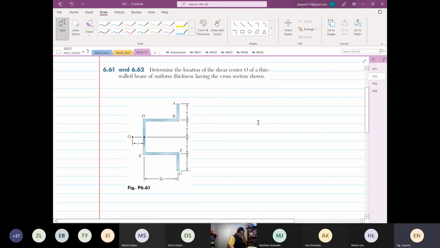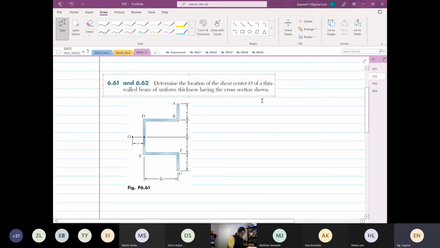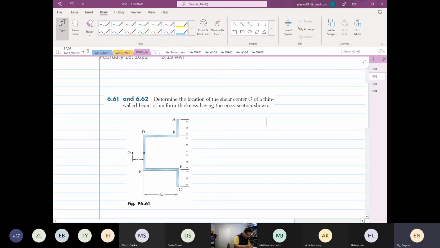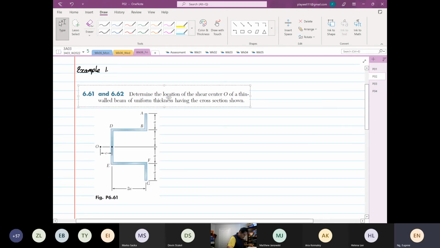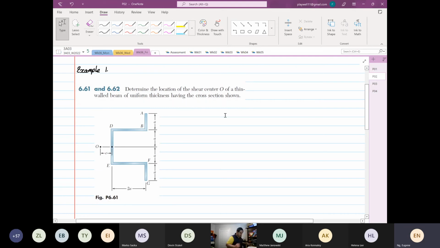Okay, so this is the cross-section view of our structure, example 1. They ask us to determine the shear center O of a thin wall beam of uniform thickness having the cross section shown. So what we are doing down here is very specifically for thin wall.